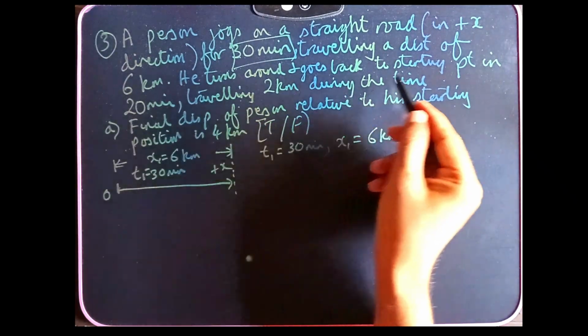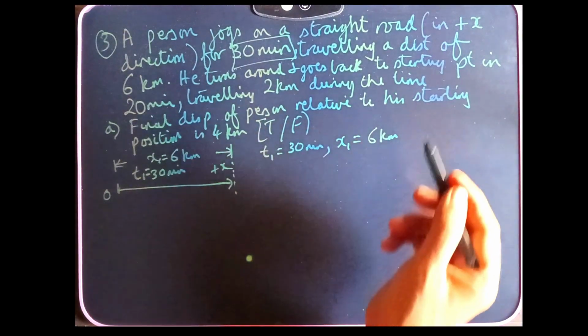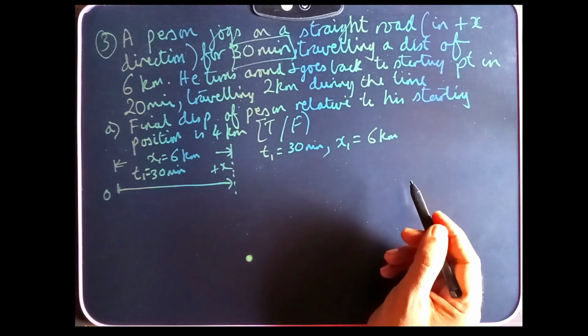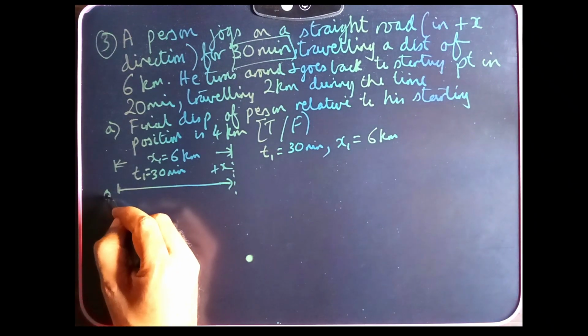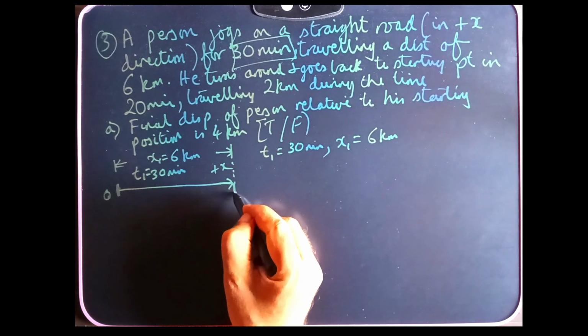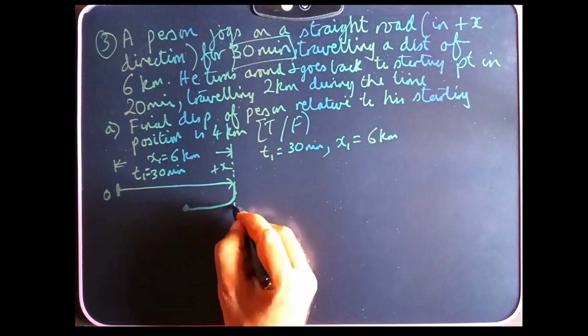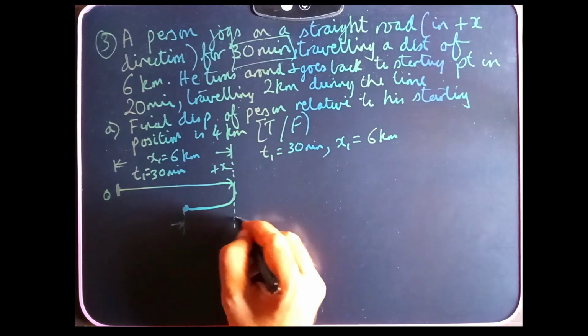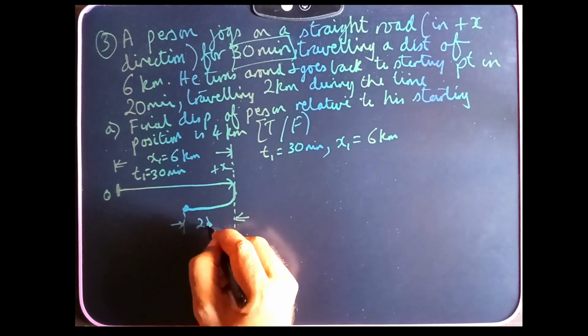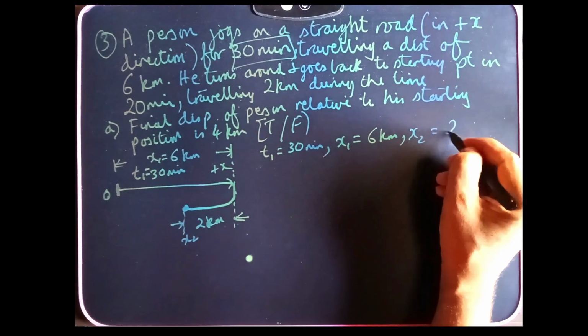He turns around and goes back to starting point in 20 minutes, traveling 2 kilometers during this time. So that means this was not a starting point, right? This was not the origin. The origin is somewhere else. So what has happened? Basically, he has moved here and gone a distance of 2 kilometers. This is x2. So we write here x2 is equal to 2 kilometers.